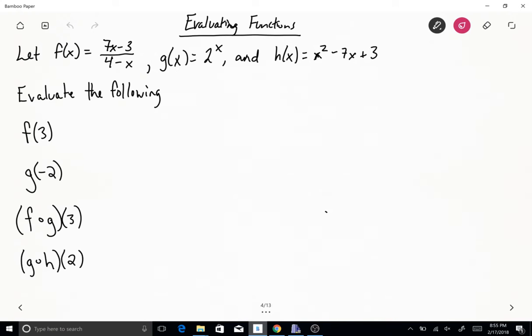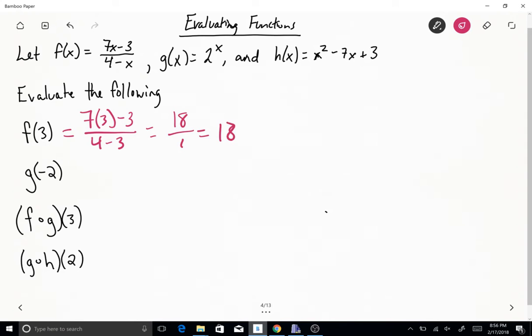Evaluating functions, can we do that? Now, let f of x be 7x minus 3 over 4 minus x. g of x equals 2 to the x, so we have an exponential function, and h of x equals x squared minus 7x plus 3. How do we find all these things? Well, f of 3, let's start with that. So f of 3 equals 7 times 3 minus 3 all over 4 minus 3. Notice we have 21 minus 3, which is 18, and then this is over 1, so our answer is just 18.